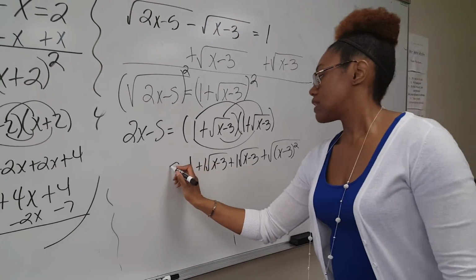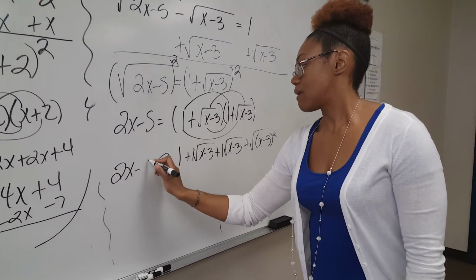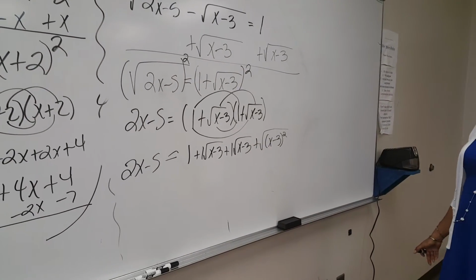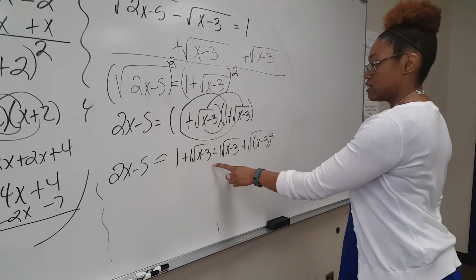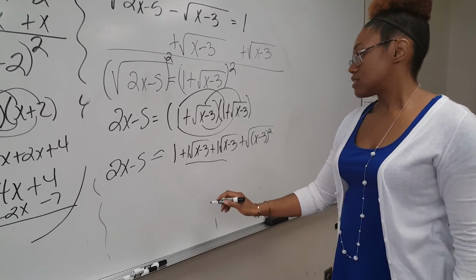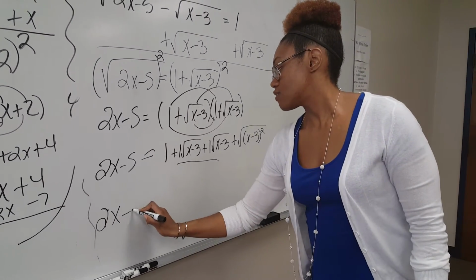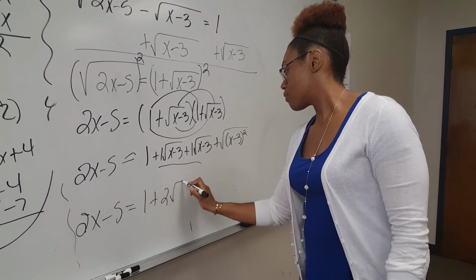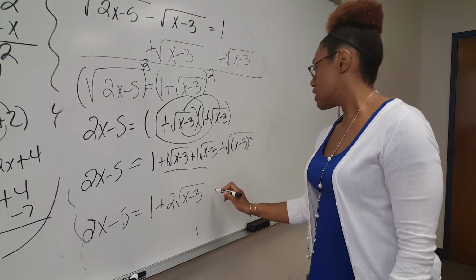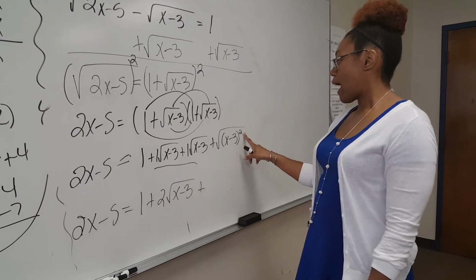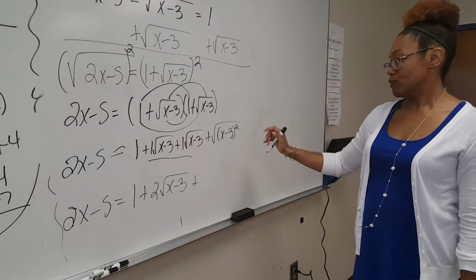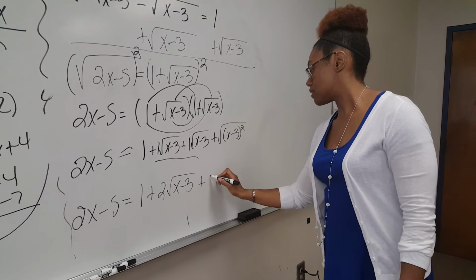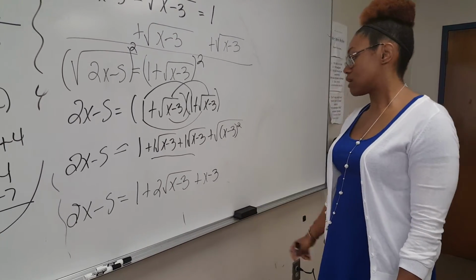And then on this left-hand side, this 2x minus 5. So, are there any terms that I can combine together? Surely there are. These two in the middle. So this will give me 2x minus 5 equals 1 plus 2 square root of x minus 3 plus, what happens when you square a square root? You bring out that radicand, so that'd be x minus 3.